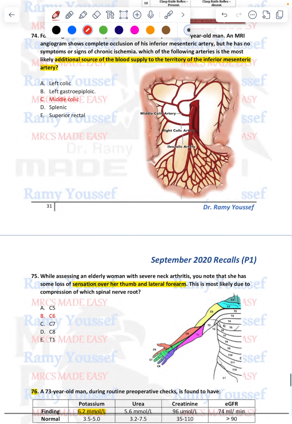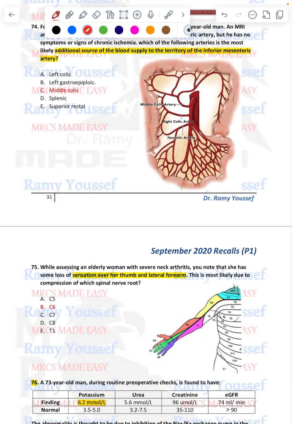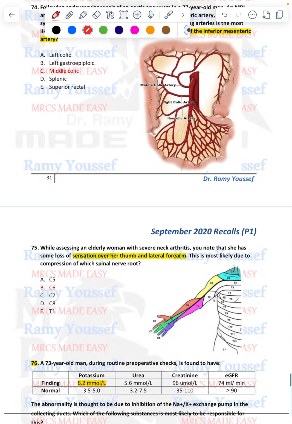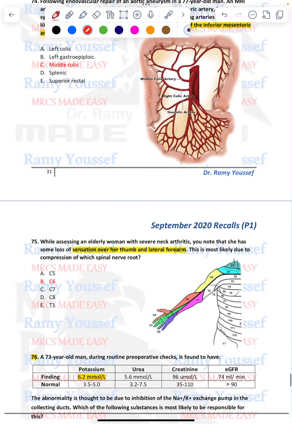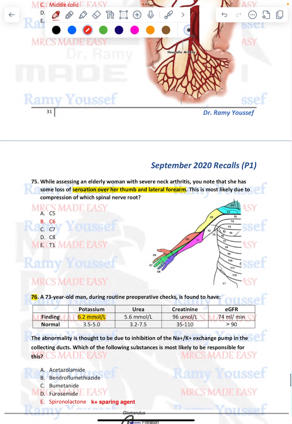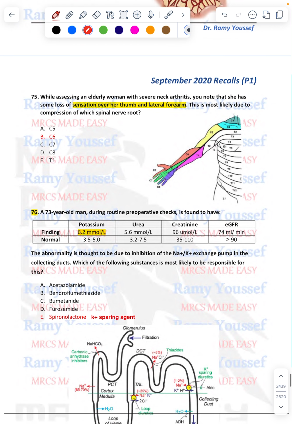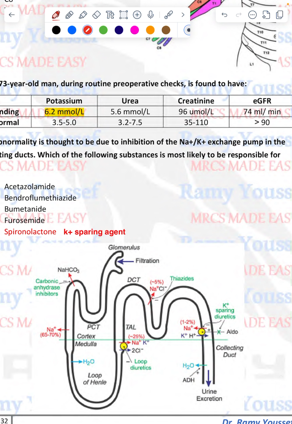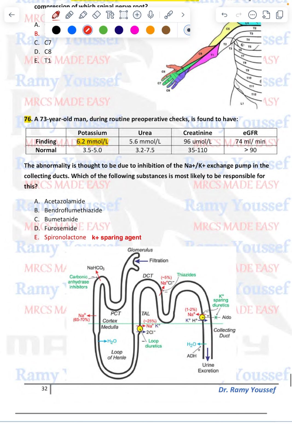A 70-year-old during routine tests is found to have high potassium. The abnormality is thought to be due to inhibition of the sodium potassium exchange pump in the collecting ducts. Aldosterone is acting here. ADH, potassium sparing agent. So this is the figure showing where each drug is acting. Carbonic anhydrase inhibitors act at the proximal convoluted tubule, the ascending loop of Henle is for loop diuretics, furosemide and all that. Thiazide diuretics act at the distal tubule and potassium sparing agents at the collecting duct through ADH.